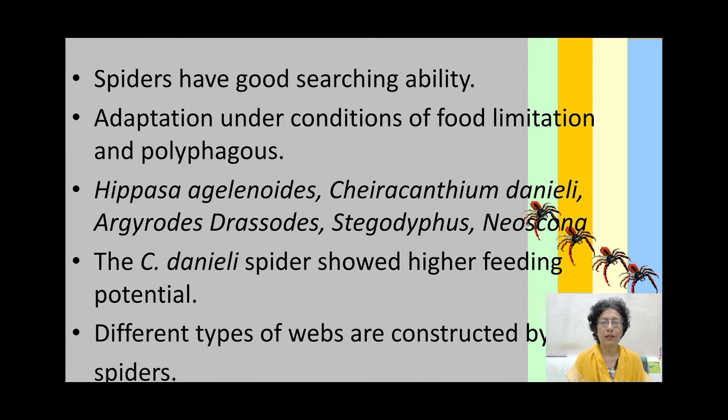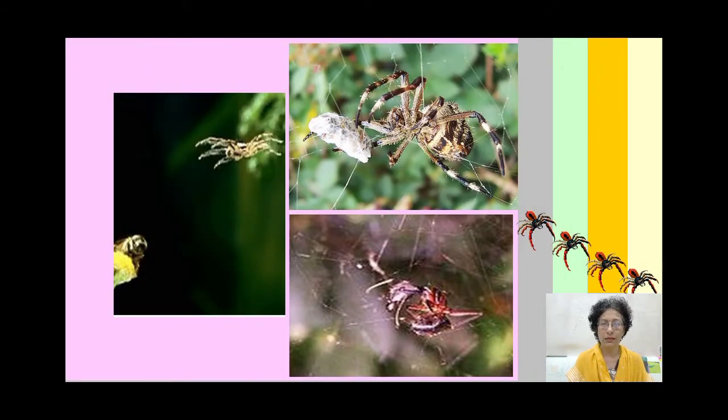Orb weavers construct their web in such a way that a large number of insects get trapped, or they change their habitat according to the availability of prey insects. These are some photographs which show how insects get captured or trapped by spiders, either by jumping or by getting entangled in the web. Though the insect may be larger than the spider, once it is entangled in the web it cannot escape, and then the spider sucks it out to death.